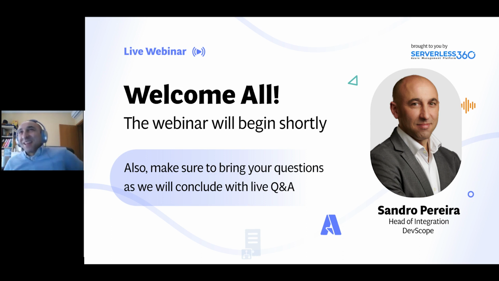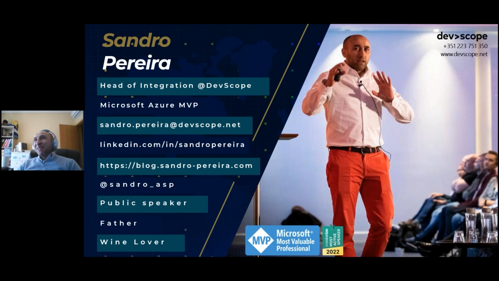Hi, Ari. Thank you for the introduction. Everything about me has already been said, but yes, I'm the head of integration at DevScope. I'm a Microsoft MVP for the last 12 years. I started as a BizTalk MVP, and now I'm an Azure MVP. My focus is on enterprise integration, both on-premise with BizTalk Server and in the cloud with Azure Integration Services. This is what I do every day, all year.